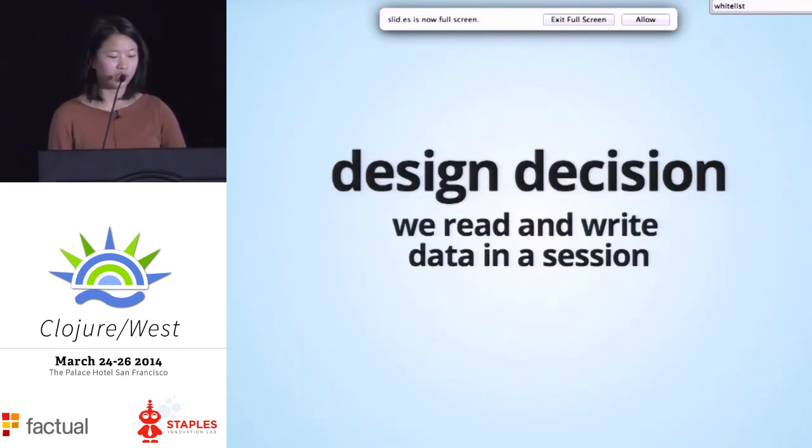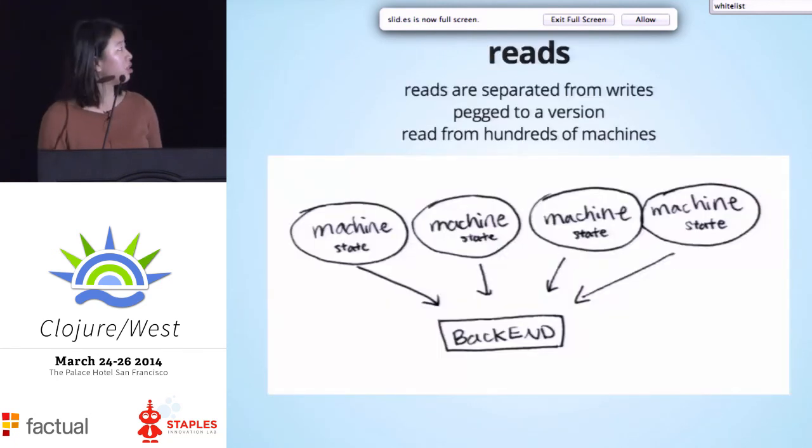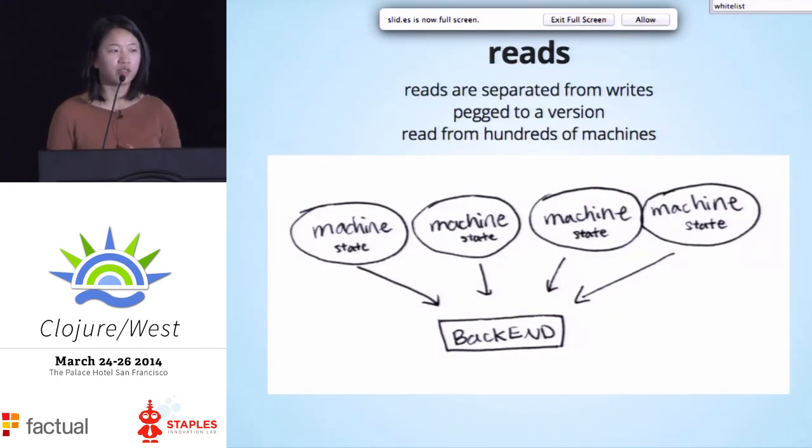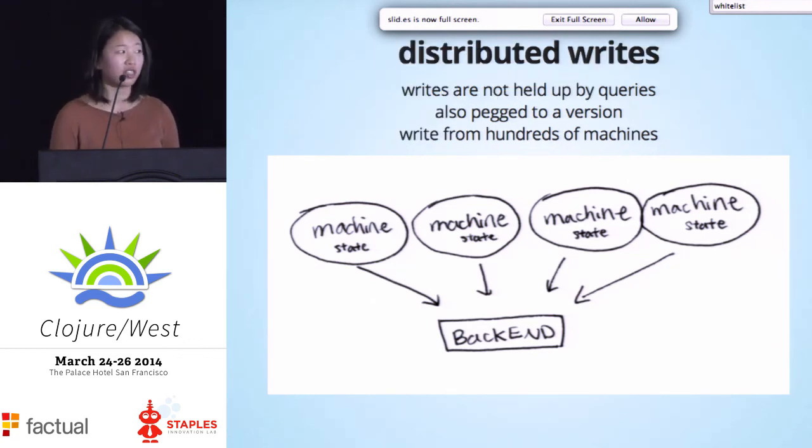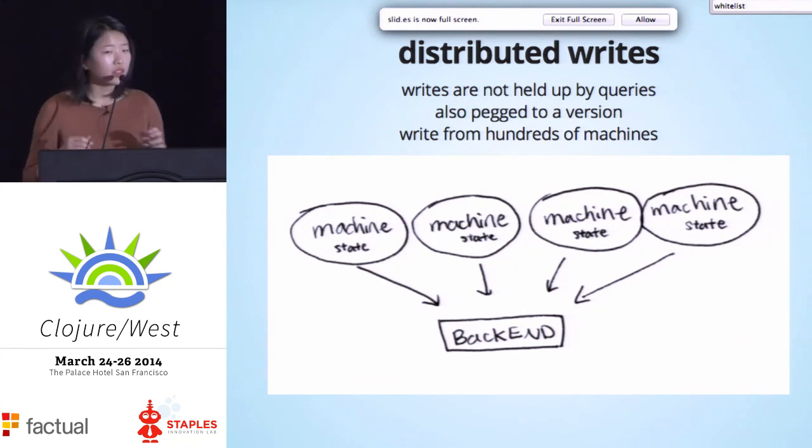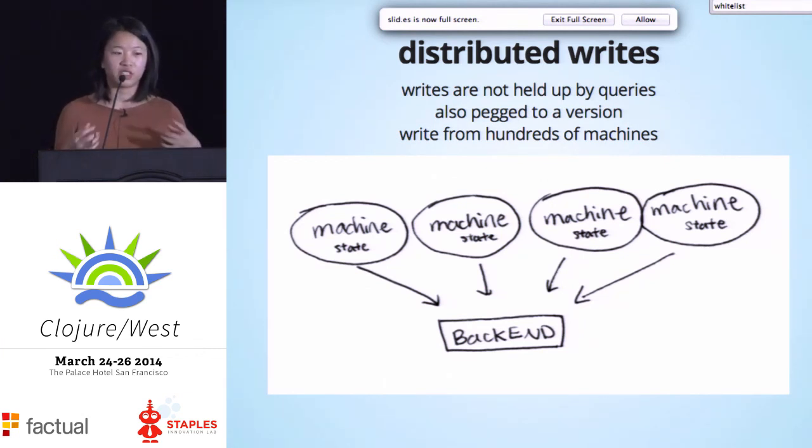Another design decision was that we read and write data in a session. This means that reads are separated from writes. Reads are just pegged to some version, so that's the state. There's no need for coordinating because you're just reading what you see and there's no chance that it'll be updated. This gives you really nice reads and you're not bottlenecked. The more interesting thing is distributed writes. Writes are not held up by queries, and because these are also pegged to a version, you can write from hundreds of machines with no coordination among the machines.